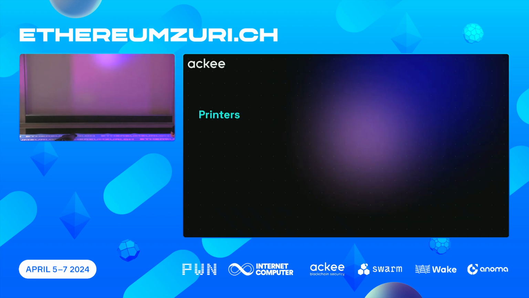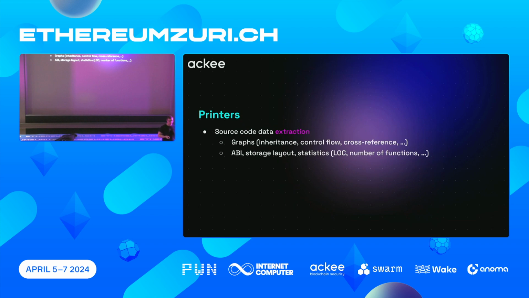There are also printers that are used for source code extraction. The API is basically the same. It follows the same logic as detectors, but it can be used for data extraction and not for detecting issues. And what can be extracted from the code? Perhaps graphs, like inheritance graphs, control flow graphs, cross-reference graphs, things like that. It can also be an API of a contract, a storage layout, or some interesting statistics like numbers, for example lines of code, number of functions, things like that.